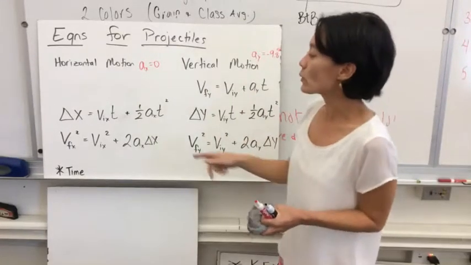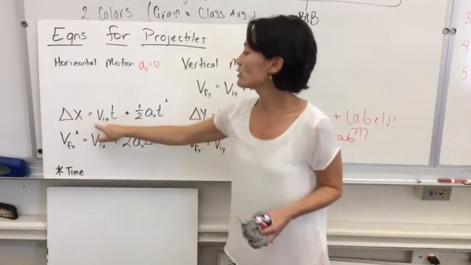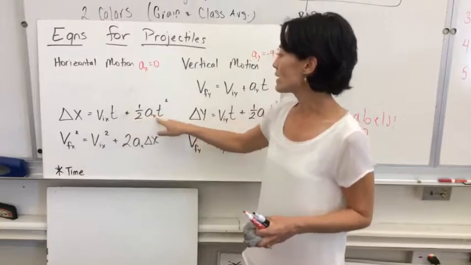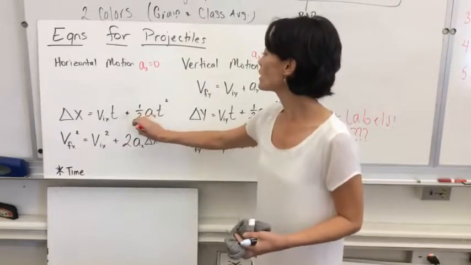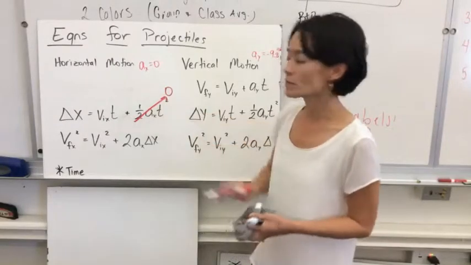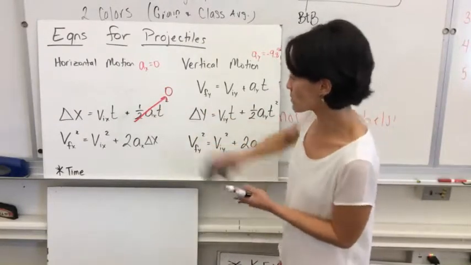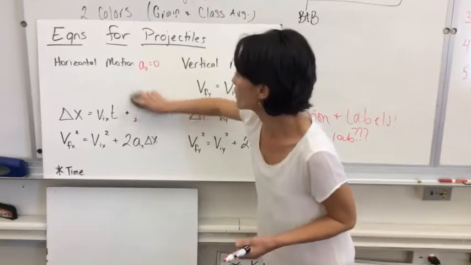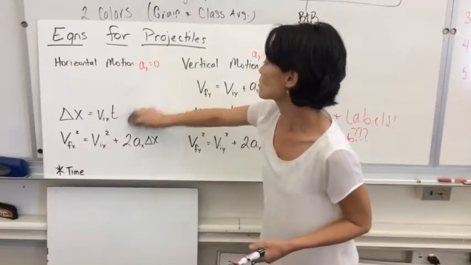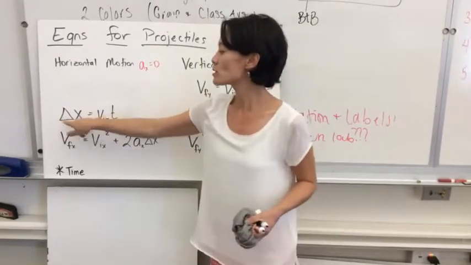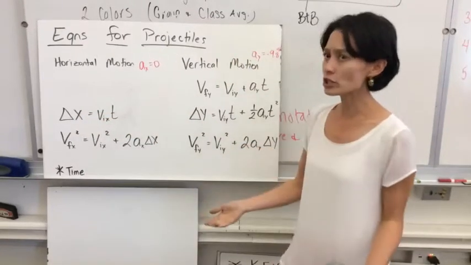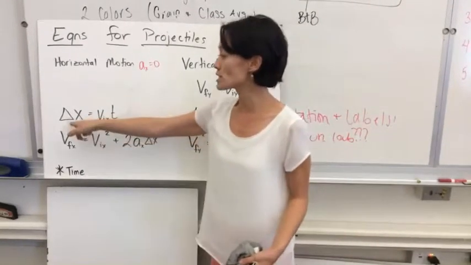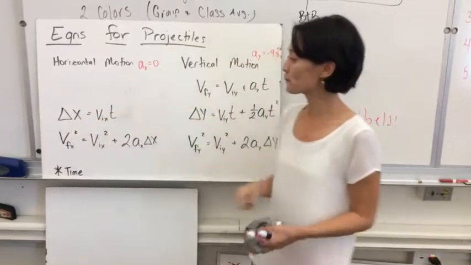Okay, looking at the second equation, delta x is equal to the initial x velocity times t plus 1/2 a_x t squared. Again, if the acceleration is 0, this whole thing is going to become 0, so we can just get rid of that term. And we get this relationship that says that the displacement is equal to the initial x velocity times time. And that should look like a familiar equation. This is just your distance equals rate times time.